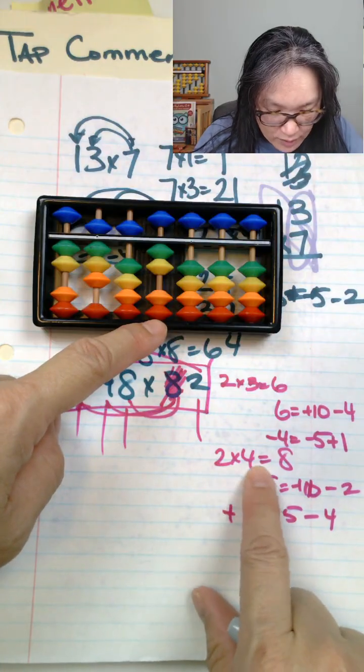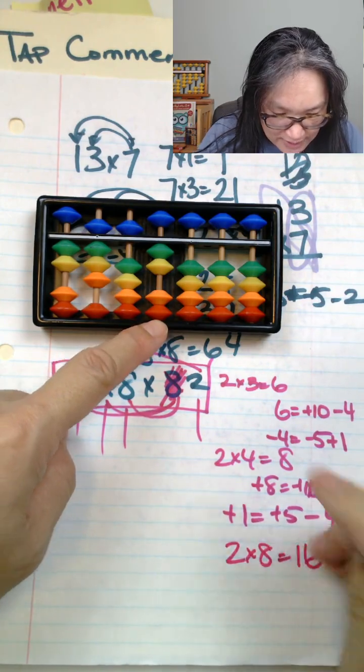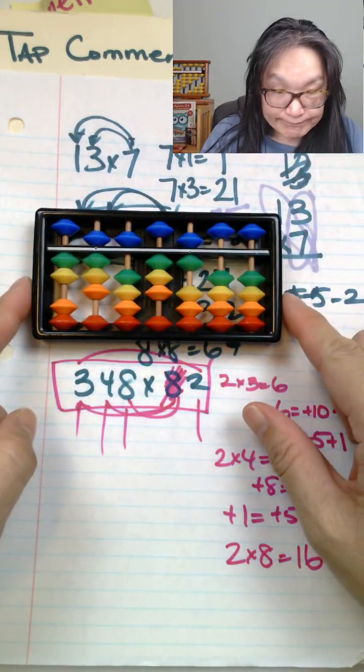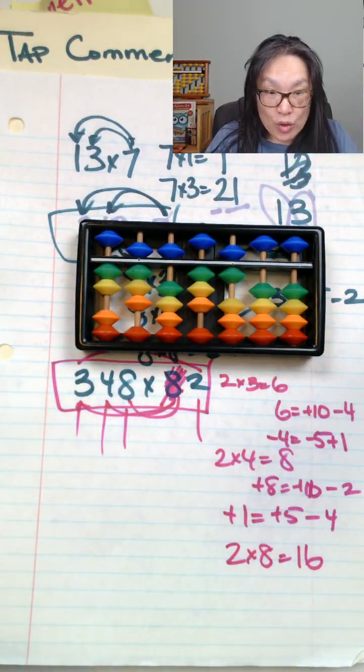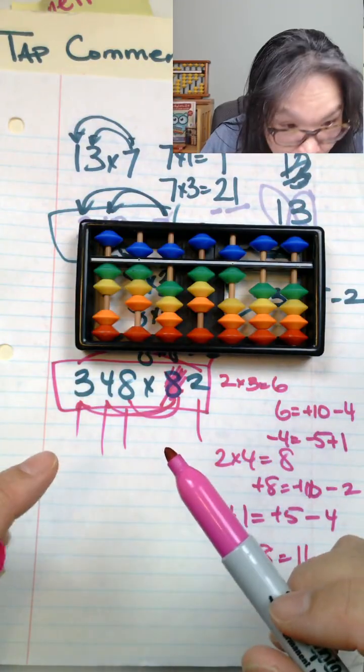So what's the next number? We did 4. Now we've got to do 8. 2 times 8 is equal to 16. So I add 1 and I add 6. And there's my answer. What do you think that answer is? That's a big answer. I would have to really work it out.